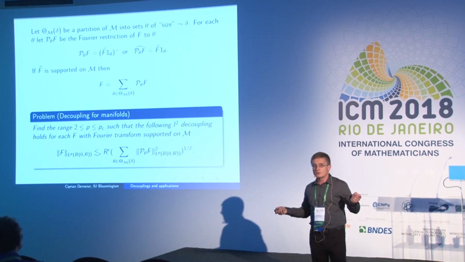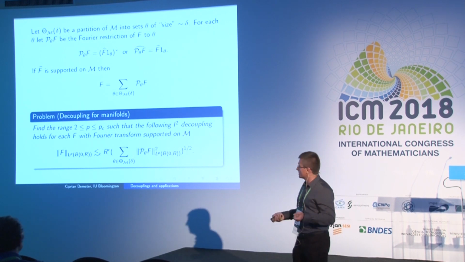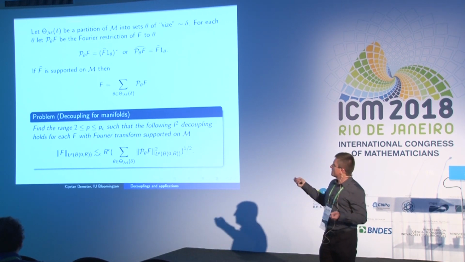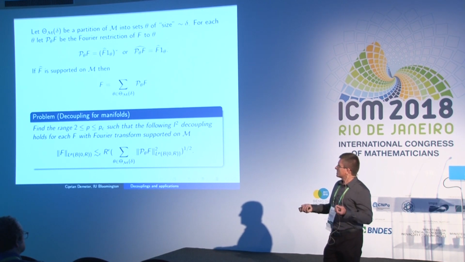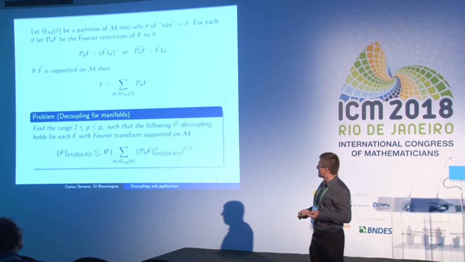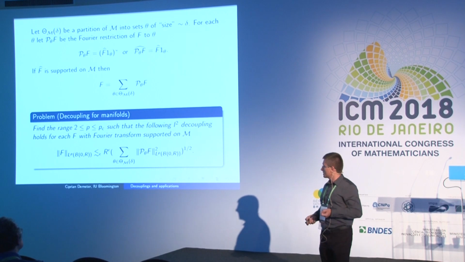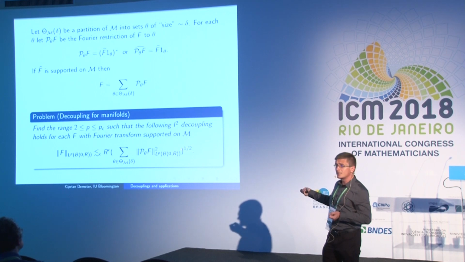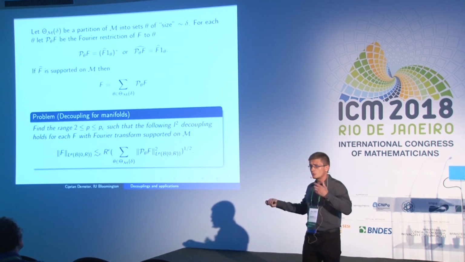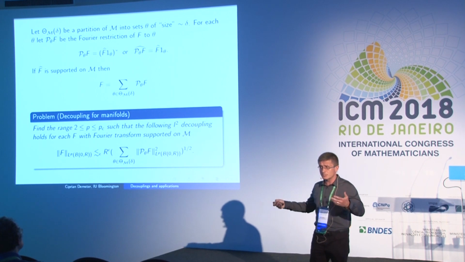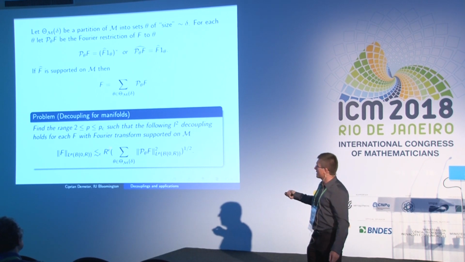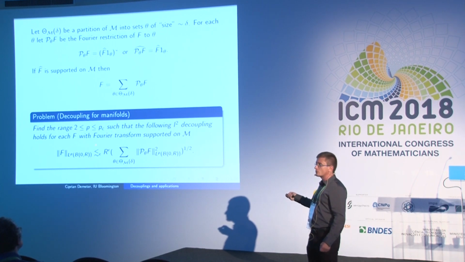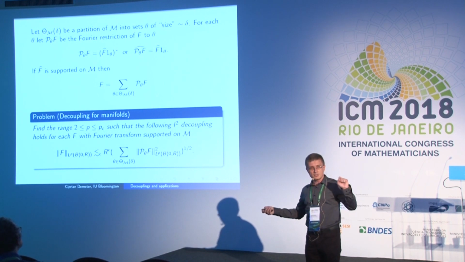And the decoupling problem for manifolds, I could phrase it in the simplest form as follows. If you give me M, and if you give me the partition, the task is to identify the range, the critical exponent in particular, p_c, such that whenever you have a function with Fourier transform supported on the manifold, you have this decoupling. Notice that again I have the little L^2 norm replacing the more trivial little L^1 norm. So I replace the triangle inequality with something much stronger, at the expense of localizing things on spatial balls of diameter r and losing r to the epsilon, but for arbitrarily small epsilon.